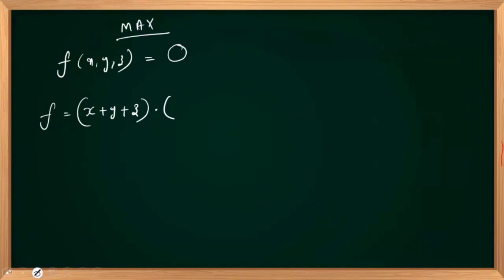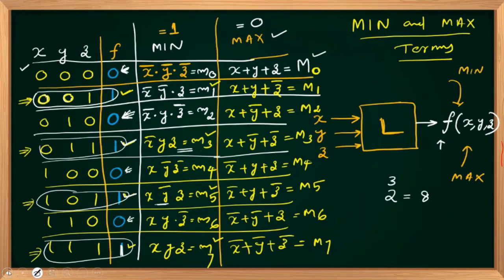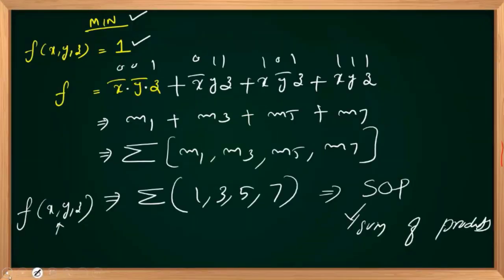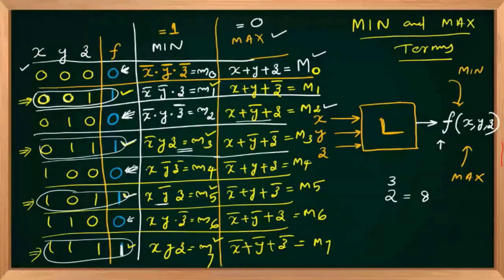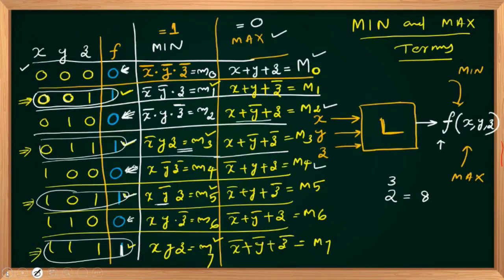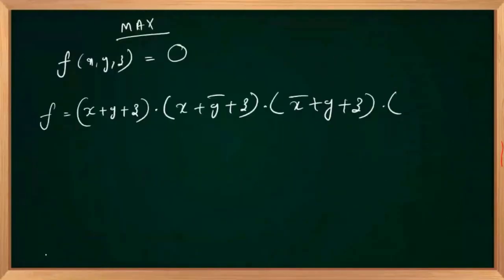So product of capital M2, right? Capital M2: x plus y bar plus z. Next, the other term is capital M4. Look at the table. Here it is M4: x bar plus y plus z. The last term is capital M6. Look at the truth table, M6 here. Function is 0, 1, 1, 0. So x bar plus y bar plus z.